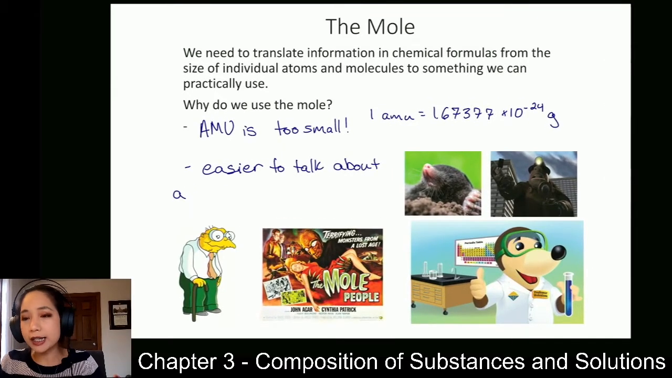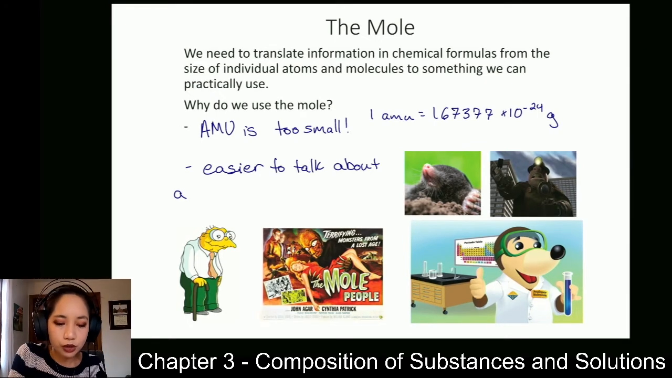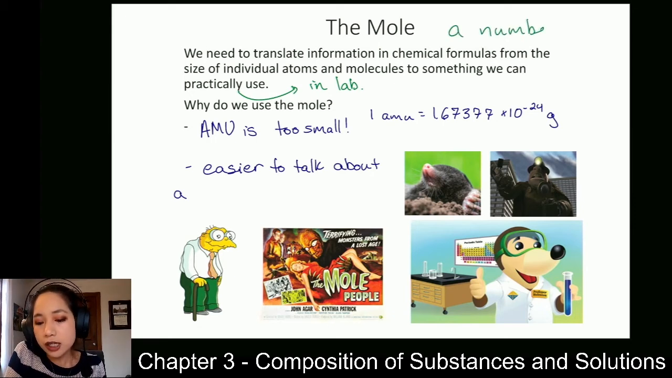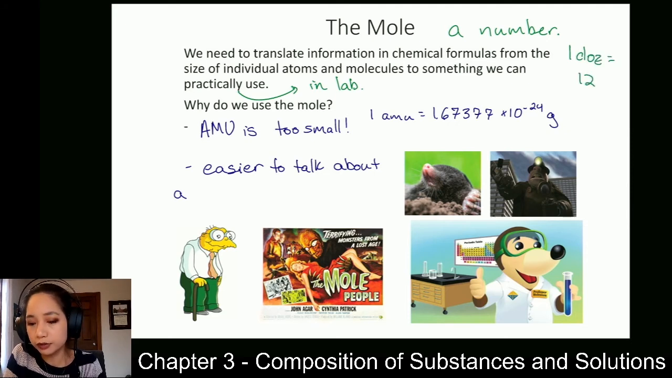So we need to be able to translate the information off of the periodic table and chemical formulas to something that we can use. Essentially, we're moving away from just talking about singular atoms or a collection of atoms. We're talking about larger samples that we can use. When I say practically use, I mean how can we use this in lab or in a more realistic setting. So this is where the mole comes in. The mole is just a number. Just like when we say a dozen, 1 dozen equals 12 of something, like a counting number. Same thing with a mole.